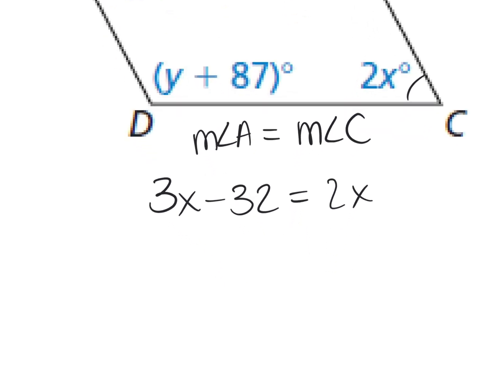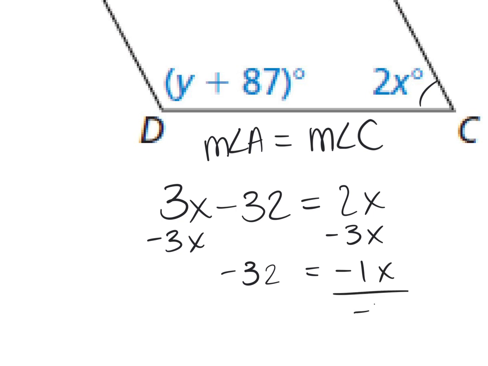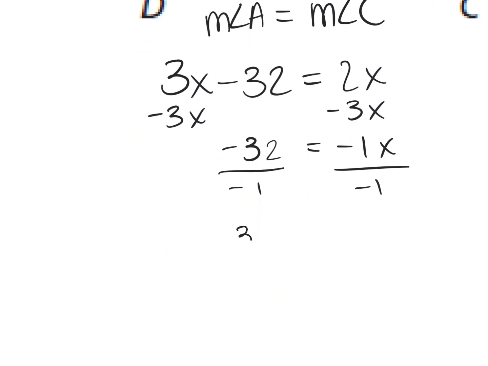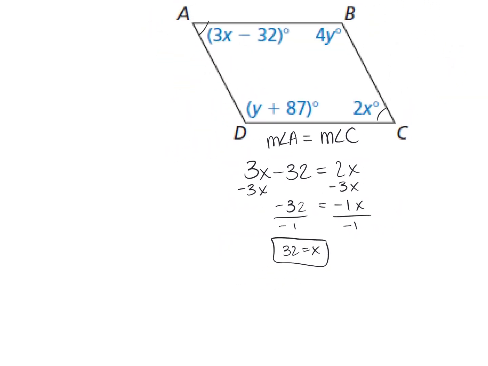All right, Sophia, how would you go about solving this? Subtract 3x from both sides. Okay. And you get negative 32 equals negative 1x. Okay, and then you divide by negative 1, and you get x equals 32. Very good. So x is 32. Did it ask me for the angles or just to find x and y? So we're good here. How can we find y, though?